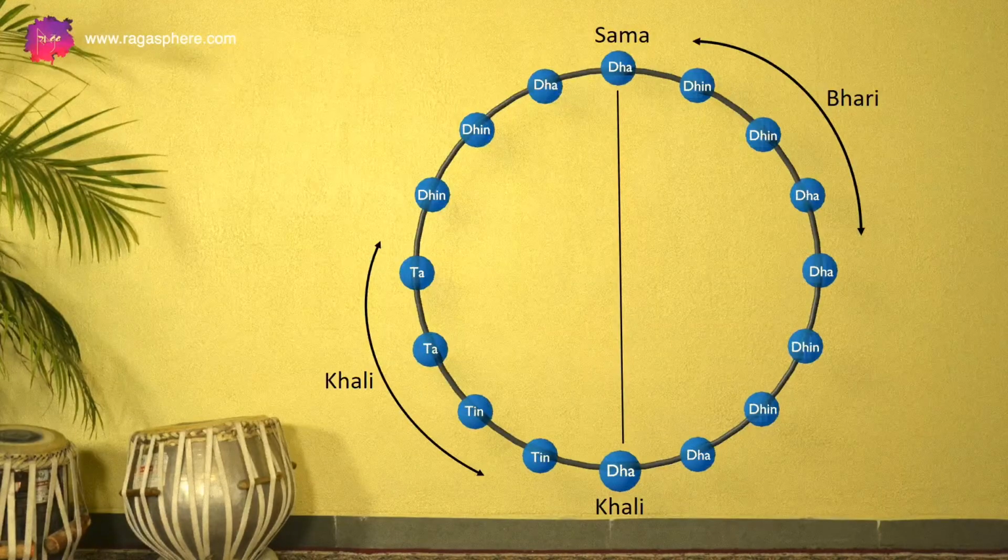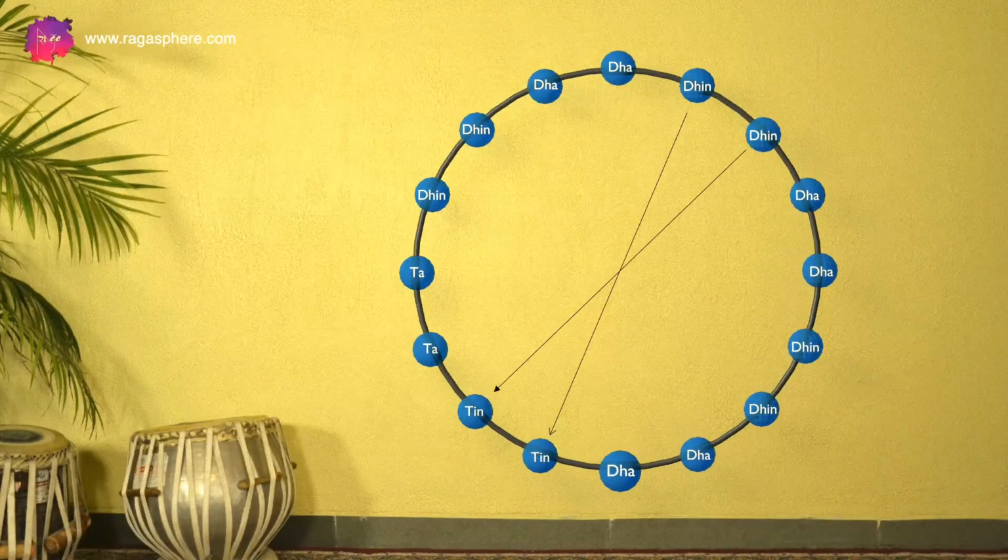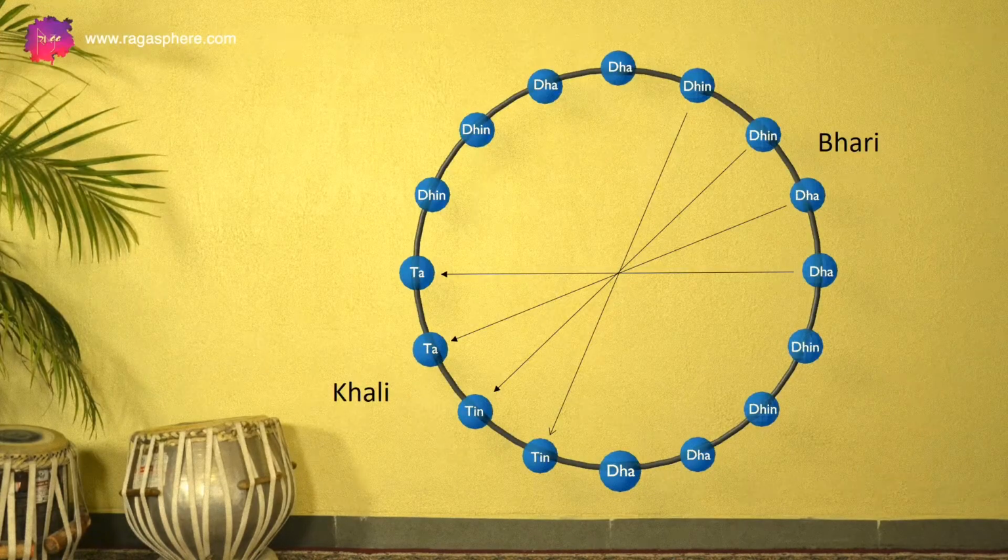All the bowls in the Bhari part are the Bhari bowls, the dha, din, dha, din, dha. And then the second part starts off with the Khali bowls, dha, tin, ta, din, dha, and the avartan completes. If you take a closer look, you would find a symmetric use of the Khali Bhari bowls. For example, for the dha, din, dha, you have exactly opposite symmetrically dha, tin, ta. So it sort of balances the avartan into two symmetric parts.